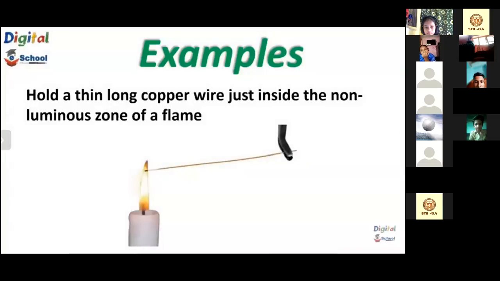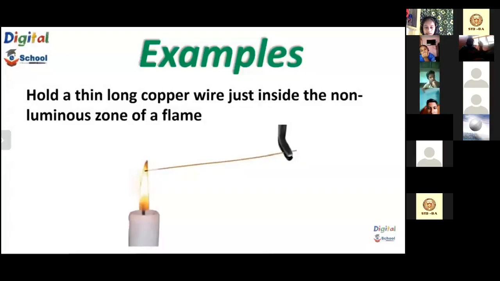Hold a thin long copper wire just inside the non-luminous zone of a flame. So what is the non-luminous zone? It is in our book on the next page. So what will happen? Can you tell me what will happen if you hold it in the non-luminous zone? It will become black and red hot. Yes, if you hold it in the outer zone, it will become red immediately.